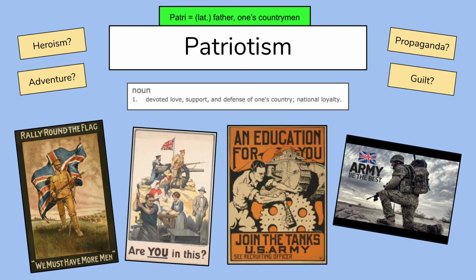Bayonet Charge is a poem which captures this experience for an individual soldier who is running across no man's land and realising that he is merely a cog in the machine of the army, and that when it comes down to it, when your life is on the line and you're potentially moments away from death, those ideals of heroism and adventure and patriotism are far from the front of the soldier's mind.